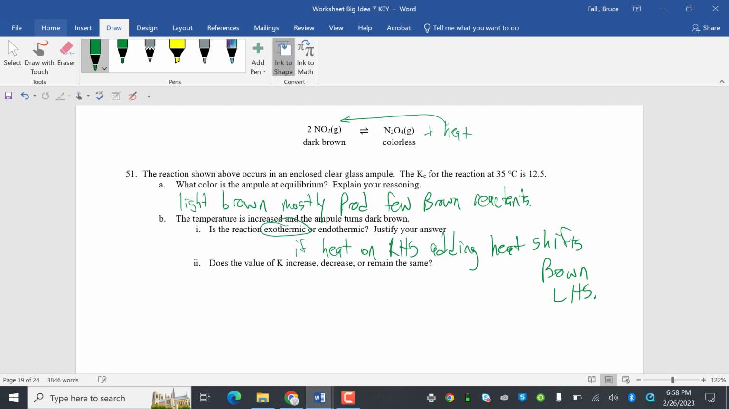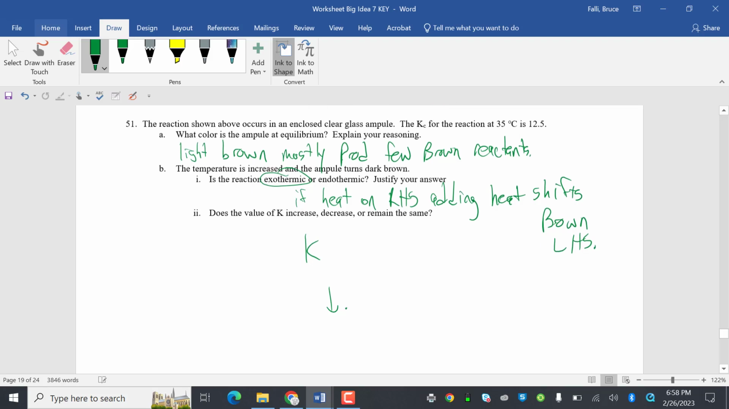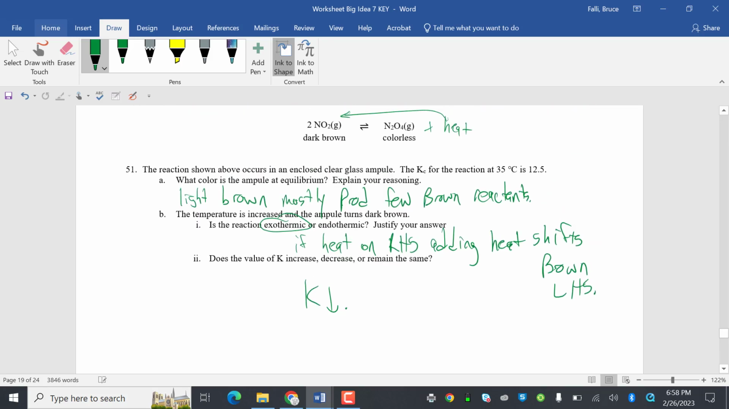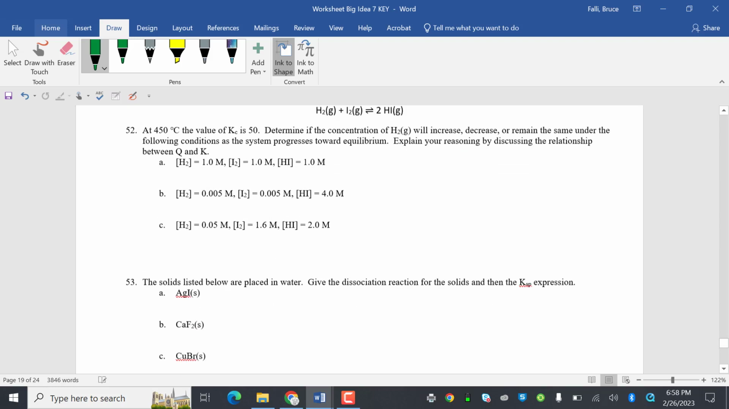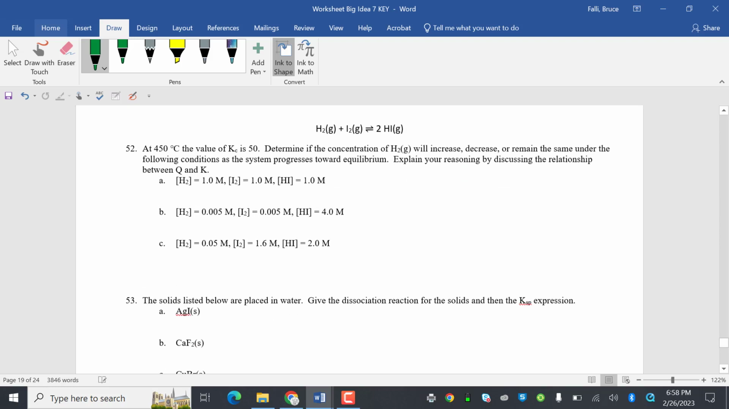All right. Does the K increase, decrease, or remain the same? So if it's shifting to the left, K would decrease. Oh, how did I know that was going to move with it? And I believe I halfway tootled it the first time. Oh, man, another? Okay, 52.